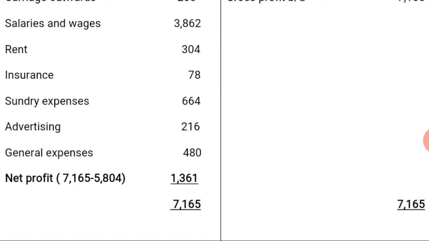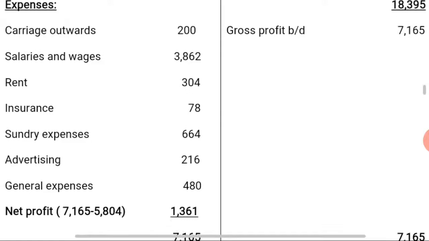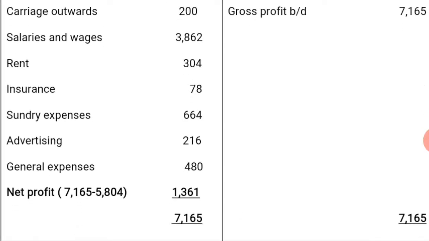You arrive at the net profit of 1,361 naira. So we are going to be having the total of 7,165 naira on both sides. That is 7,165 on the debit side and 7,165 on the credit side. Having determined our net profit of 1,361 naira, that is the end of trading profit and loss account.